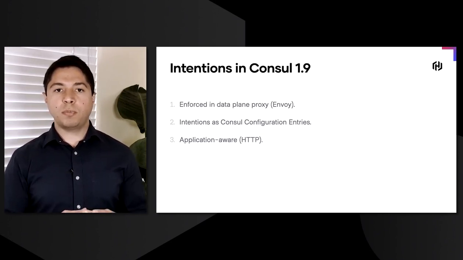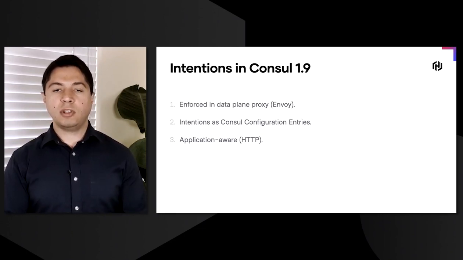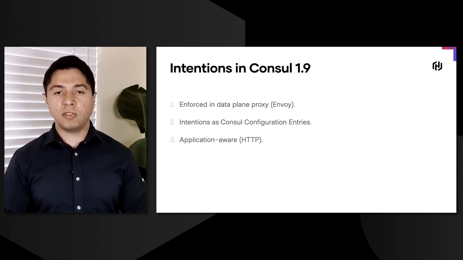The first change is we're pushing intentions into the data plane proxy so that they're enforced in Envoy, removing that connection callback to Consul. Second is that intentions are now going to be managed as configuration entries, which is the same configuration you would use for configuring layer 7 parameters in Consul Service Mesh. And we'll touch on in a minute why that's important.